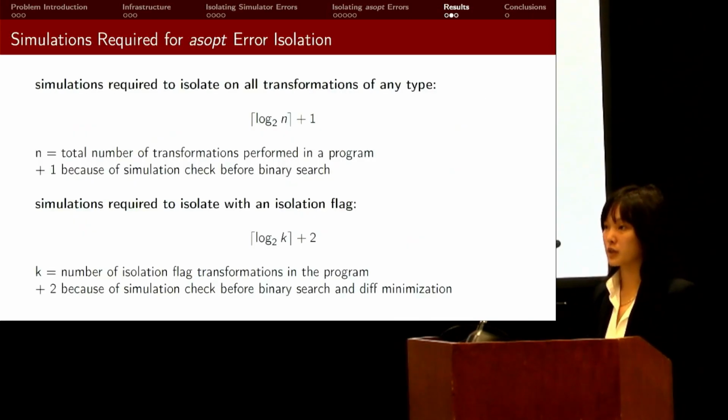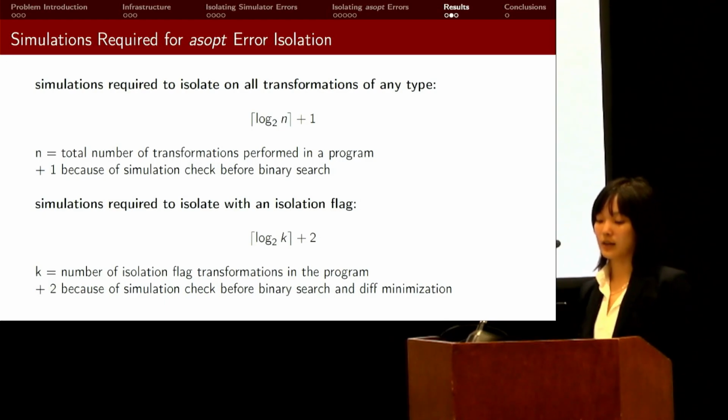There are 2 ways we can go ahead and calculate the number of simulations required for ASOPT error isolation. The first is going to be the simulations required to isolate on all transformations of any type. And this is going to be the ceiling of log base 2 of n plus 1, where n is the total number of transformations performed in a program, and plus 1 is because of a simulation check before binary search.